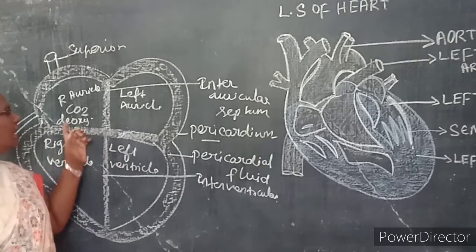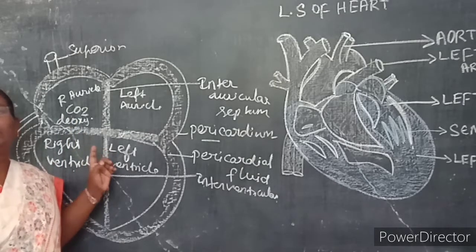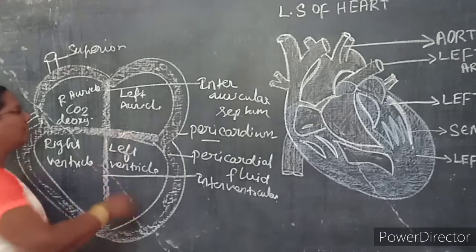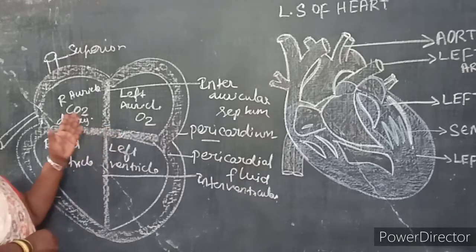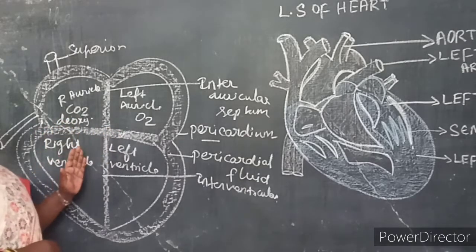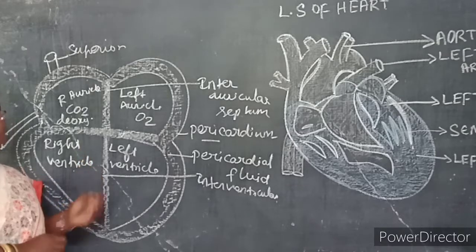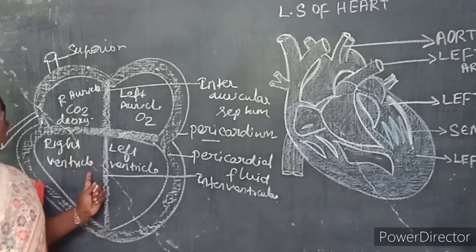Remember children, the right auricle is always filled with deoxygenated blood. At the same time, the left auricle is filled with oxygenated blood. We will see that in detail. The right auricle opens into the right ventricle.